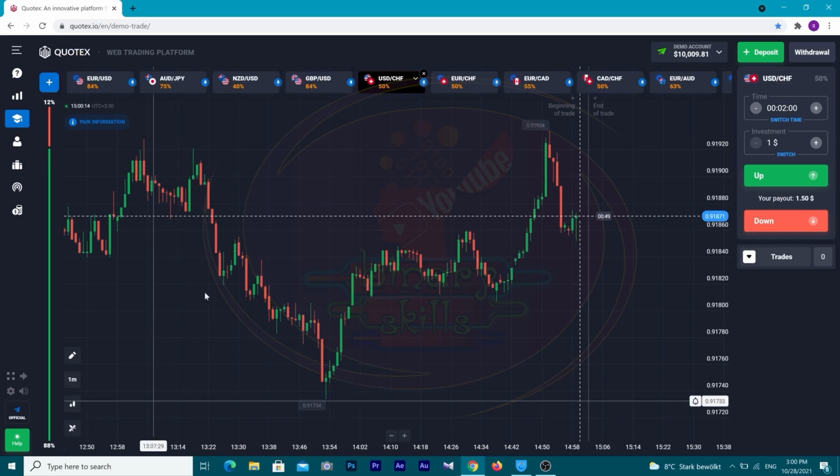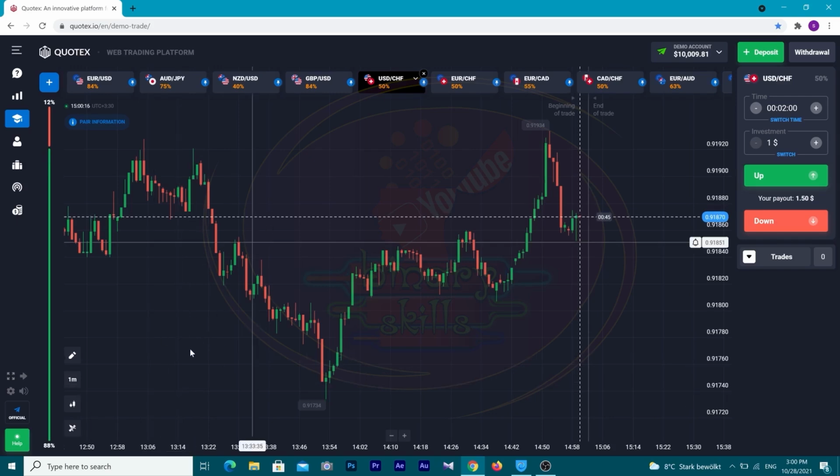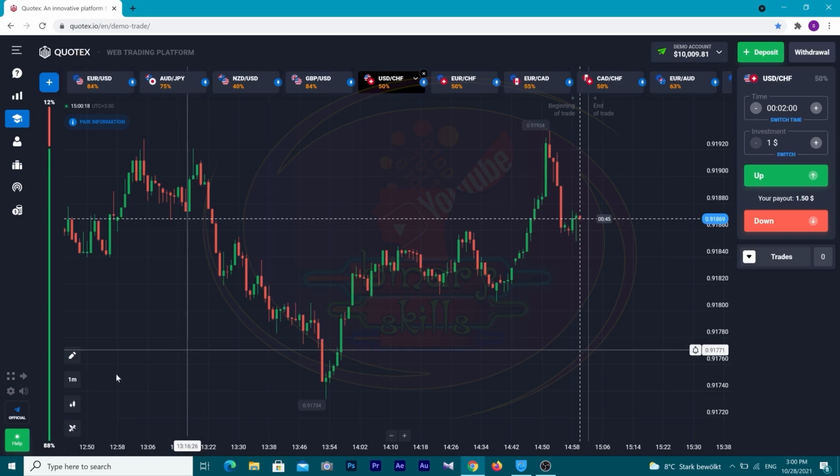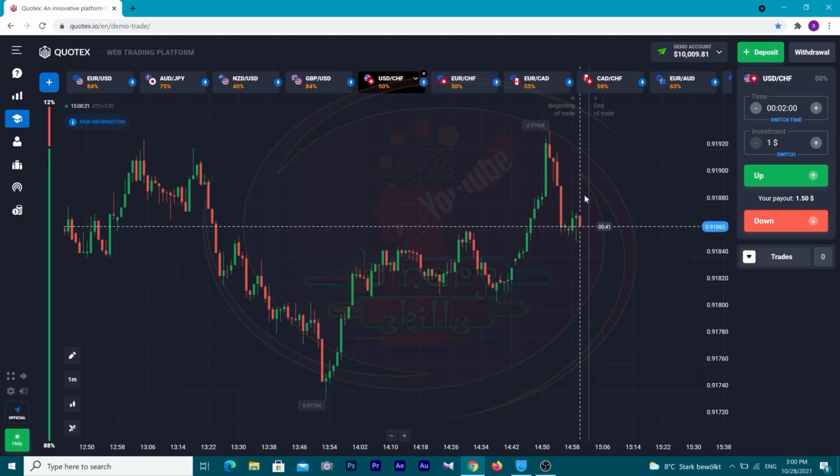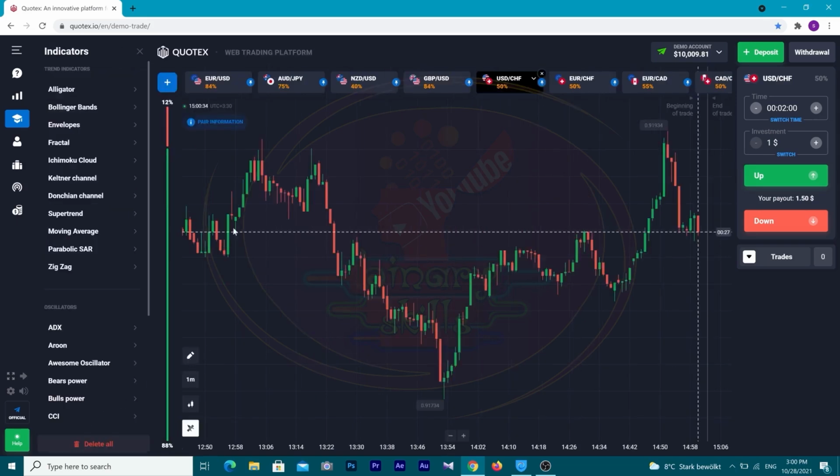First, we're going to apply this strategy on candlestick charts, and the time frame for the candles should be 1 minute. The trade duration should be 2 minutes. I'm testing this strategy on the Quotex broker, but you can use it on any platform you prefer. The first indicator we need to add to the chart is the Bollinger Bands.